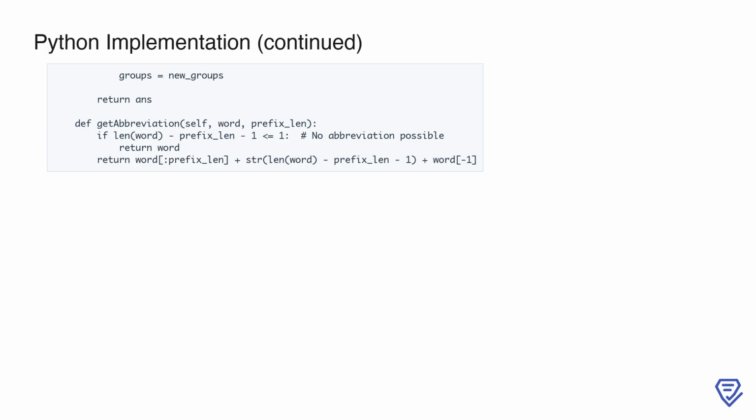Otherwise, it constructs the abbreviation by concatenating the prefix, the count of omitted characters, and the last character of the word. This method ensures that abbreviations are constructed correctly based on the desired prefix length, balancing uniqueness and brevity.